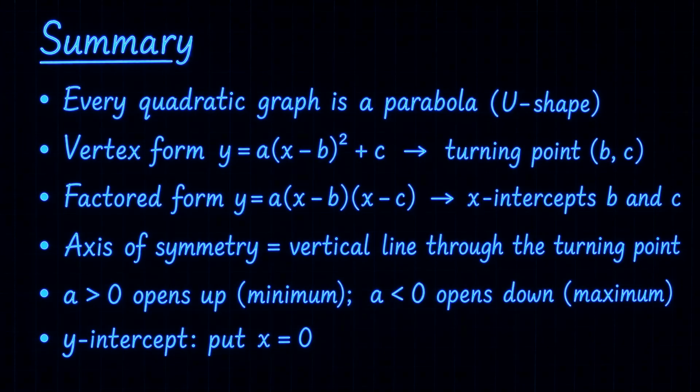Quick recap. Every quadratic graph is a parabola. Turning point form, a(x minus b) squared plus c, gives you the turning point (b, c). Factored form, a(x minus b)(x minus c), gives you the x-intercepts b and c. The axis of symmetry is the vertical line through the turning point. Positive a opens up to a minimum, negative a opens down to a maximum. And for the y-intercept, just put x equals 0.